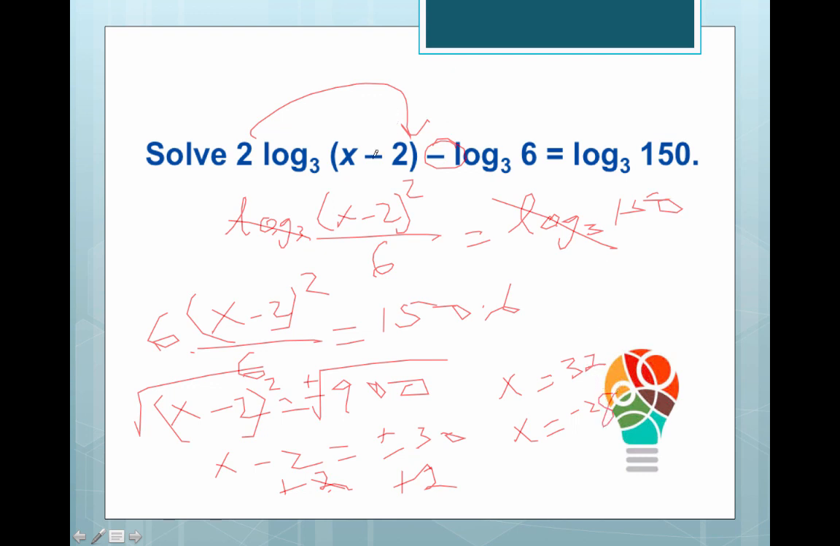Now, you put the 32 up in here and you get 32 minus 2 is 30 and we're probably good to go. You put the negative 28 up in there and you get negative 28 minus 2 is negative 30. I'm not allowed to take the log of a negative. That's extraneous. The answer here is 32. There is more than one way to get that 32, but that's one way.